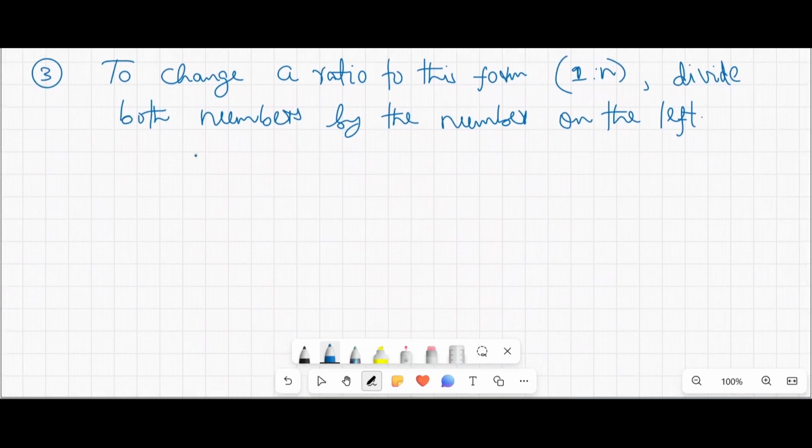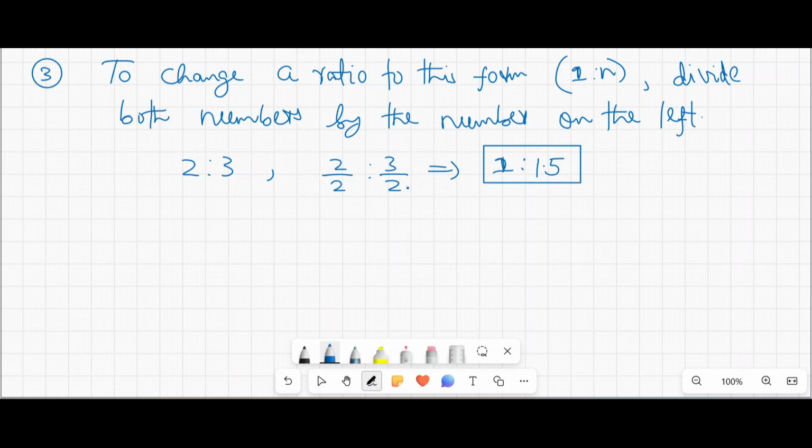So it's like 2:3. Now you will divide by the number which appears on the left, which is 2. So you divide by 2 and you will get 1 ratio 1.5. But let's see from the examples, we will get the clarity.